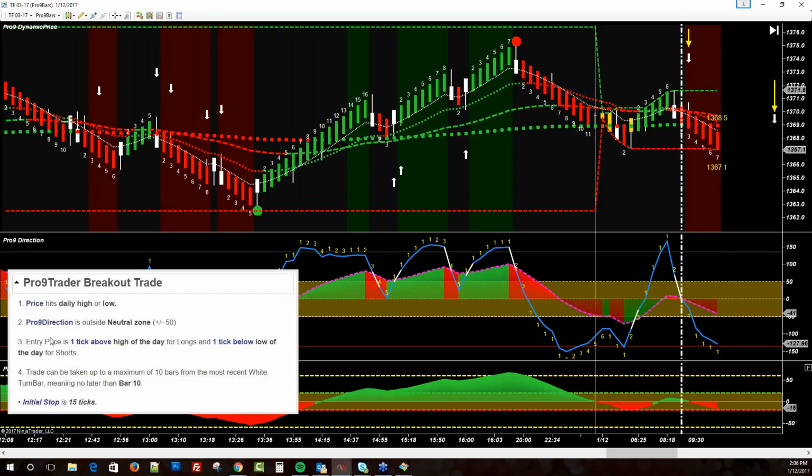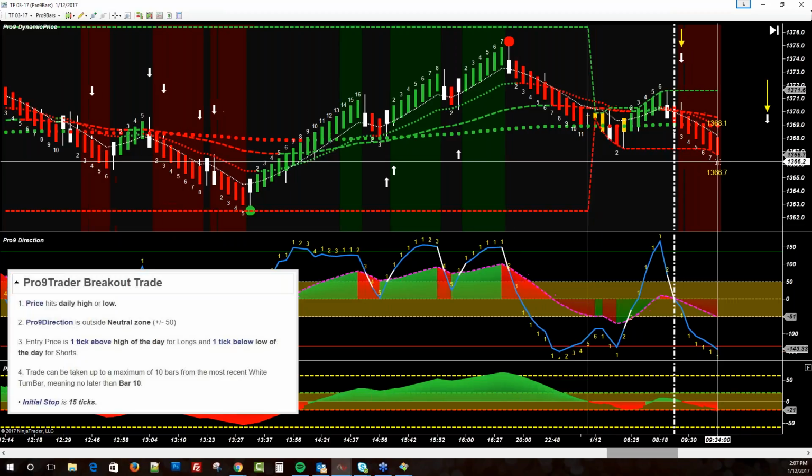And something I would like to point out as well is our rule 4, which is very important, and I find can sometimes cause a bit of confusion with new traders. It says the trade can be taken up to a maximum of 10 bars from the most recent white bar, meaning no later than bar 10. And that's what these numbers here keep track of for you. So we know that the 7th bar was the one to break through the low of the day. Now it says no later than bar 10. Does that mean I can enter now on bar 8?